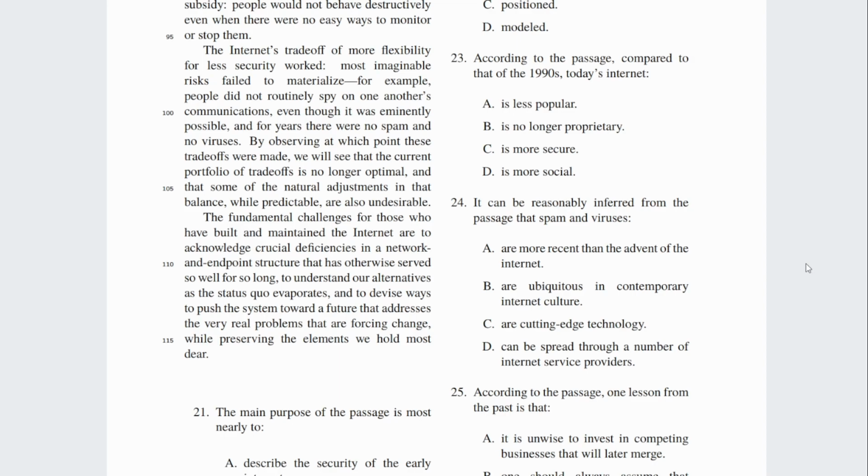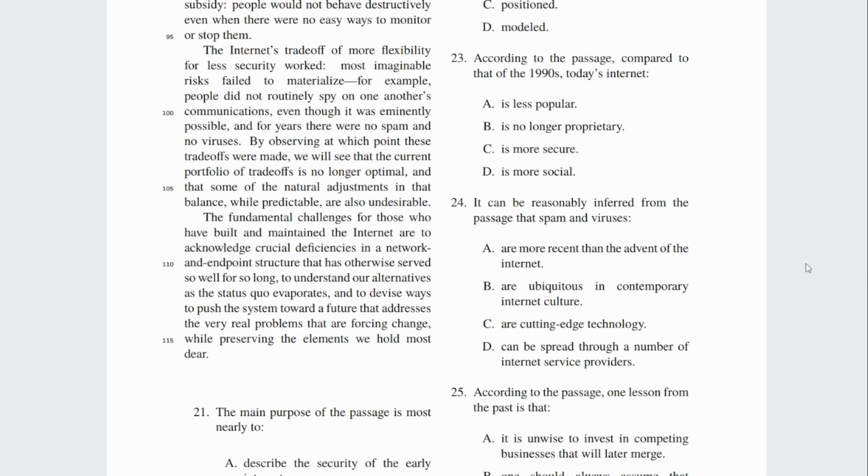The internet's trade-off of more flexibility for less security worked. Most imaginable risks failed to materialize. For example, people did not routinely spy on one another's communications, even though it was eminently possible. And for years, there were no spam and no viruses. By observing at which point these trade-offs were made, we will see that the current portfolio of trade-offs is no longer optimal, and that some of the natural adjustments in the balance, while predictable, are also undesirable.